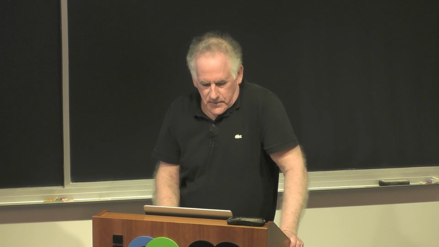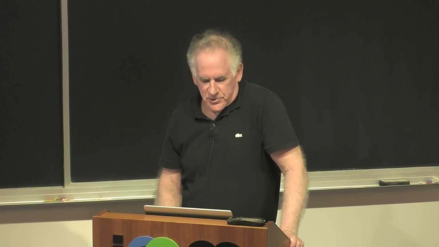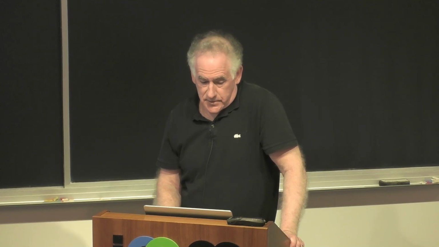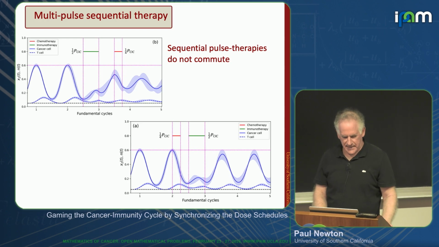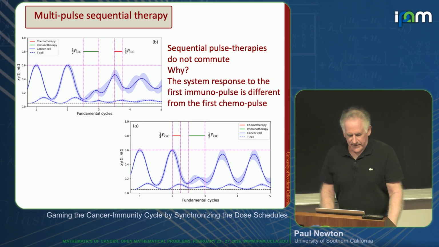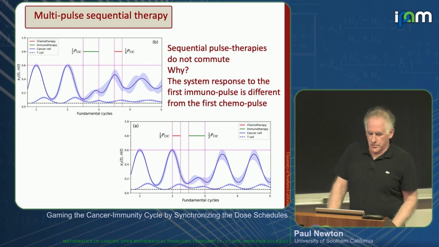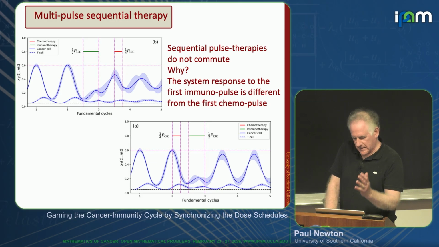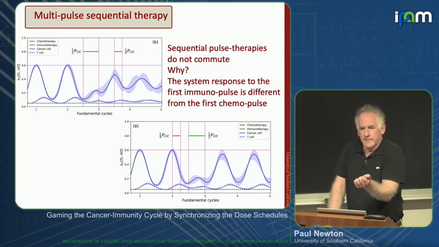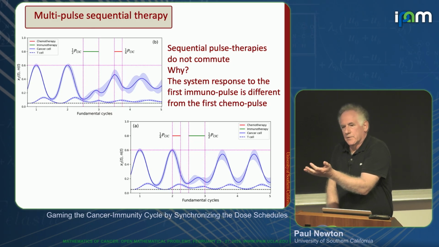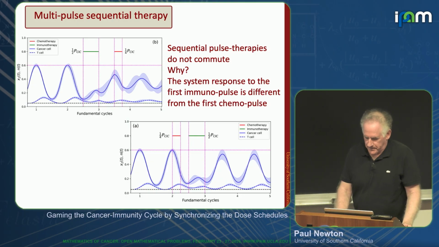All right, so the first question that I addressed was whether sequential pulse therapies commute or not, and the answer is they do not commute. So I'm showing here first an immunotherapy pulse, then a chemotherapy pulse, and then I'm switching the order. They definitely have different responses because of the order in which you do it, with the same dose pulse. It's sort of clear why they don't commute: the system response to the first immunopulse is different from the first chemopulse. Whichever one you give first, the system responds to it, and then you're applying the second pulse to a different system in each case.